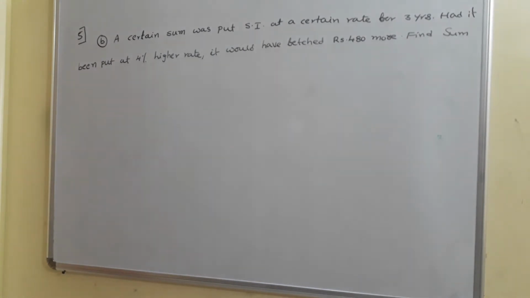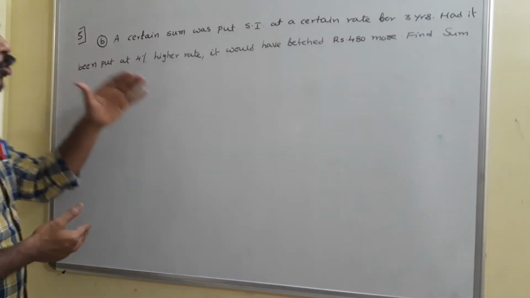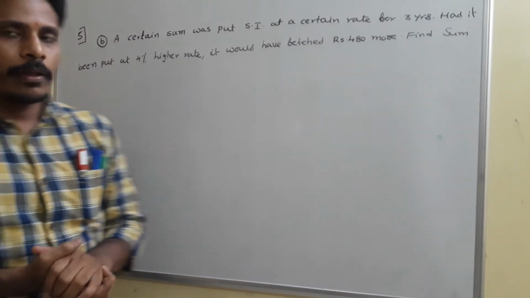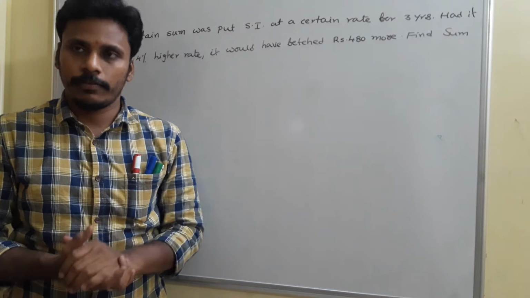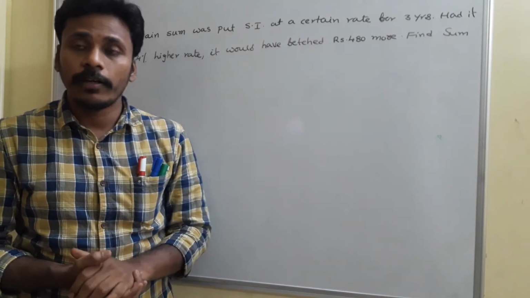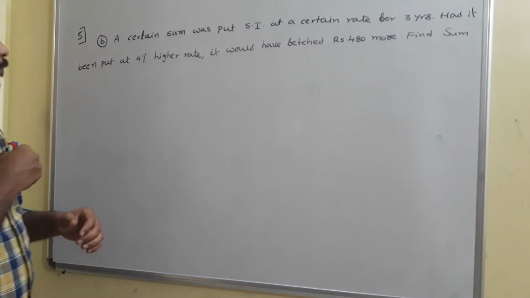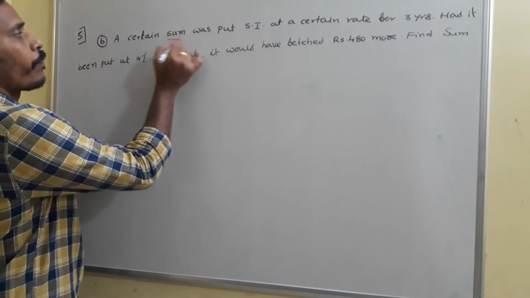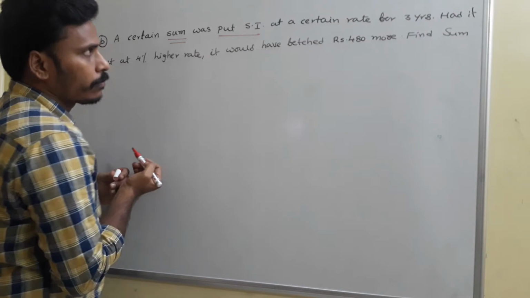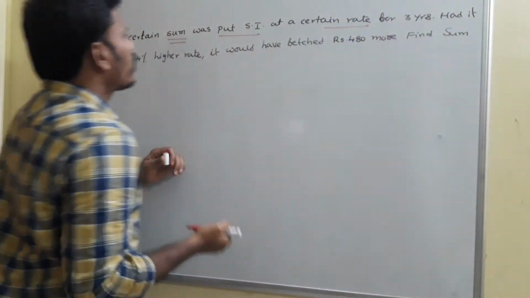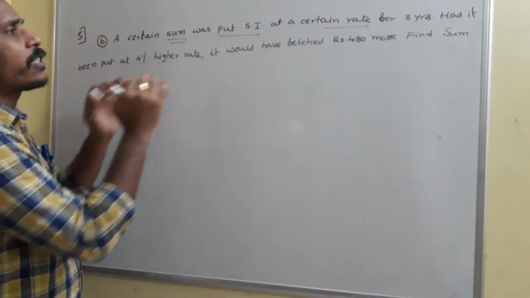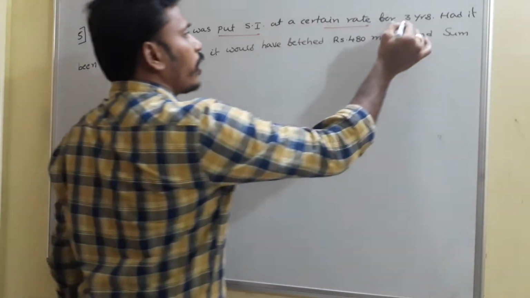Yeah, just look there, 5B. See, this is also the same model as 5A, but the way of questioning is different. The way of questioning is different, but the involved logic is the same. If you read the question, a certain sum was put at simple interest at a certain rate. See, certain sum, certain rate at simple interest, as mentioned, for 3 years.